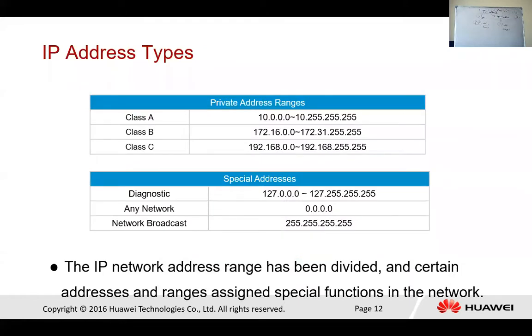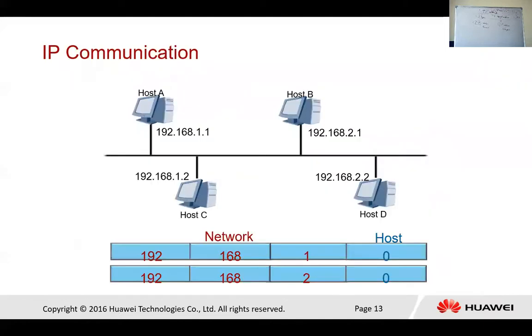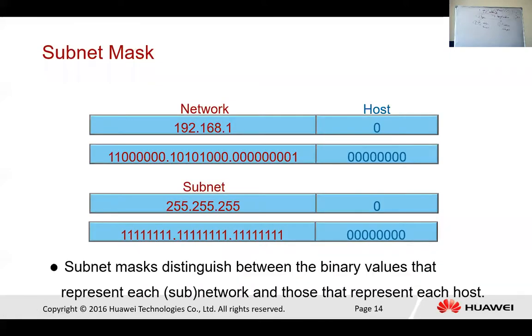We also learned about private IP addresses and special addresses. Another topic was IP communication, how we can assign an IP address to a particular system when we have 2 different networks here. One network belongs to the IP address 192.168.1.1, and another belongs to 192.168.2.1. One is 1.1 and another one is 2.1. That means we have 2 different networks. After that, we learned about the subnet mask, because subnetting depends upon the subnet address.